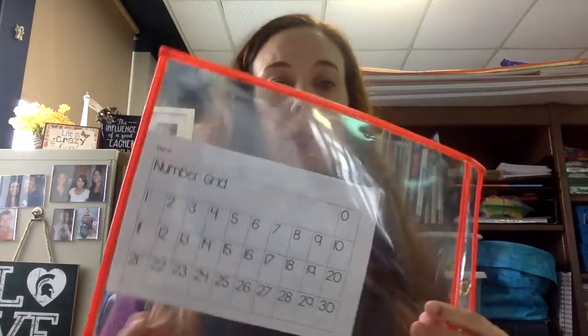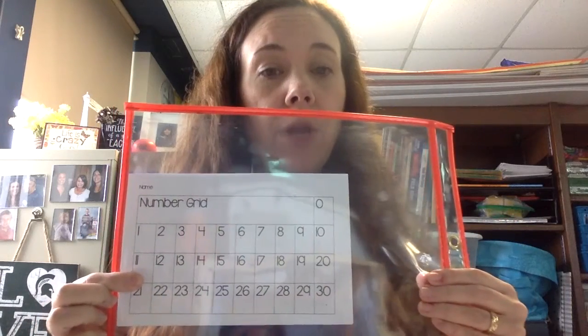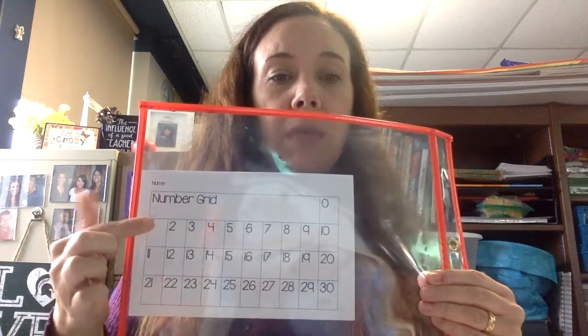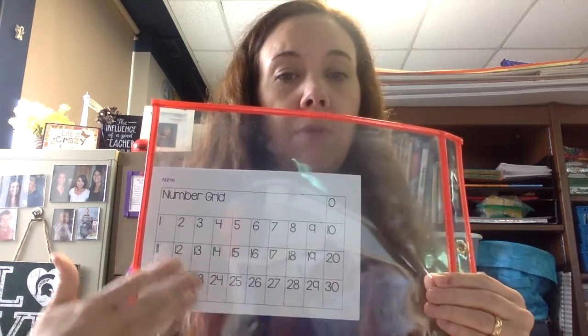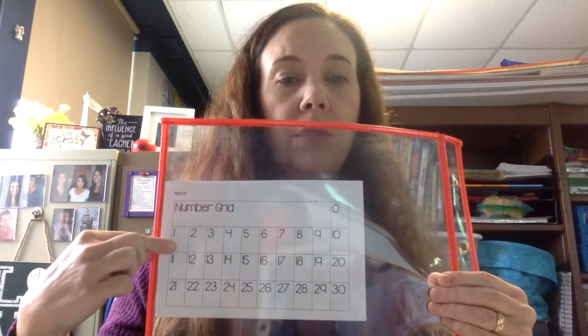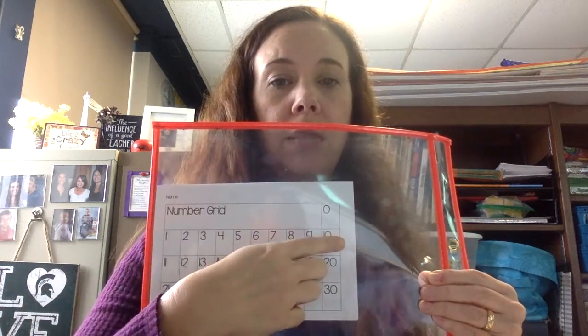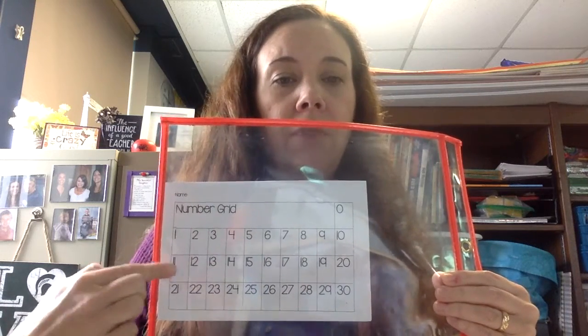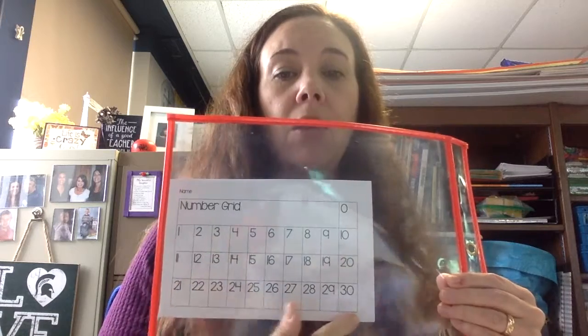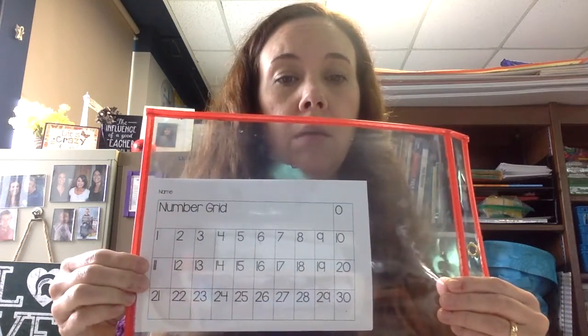Hi friends, today in our math lesson, we worked on a number grid. You should have this paper in your green folder. A number grid is basically just boxes with numbers in them and they're in order. You can see 0 here, and then over here we start at 1 again and go to 10, back to 11, and go to 20, then to 21, and all the way to 30.